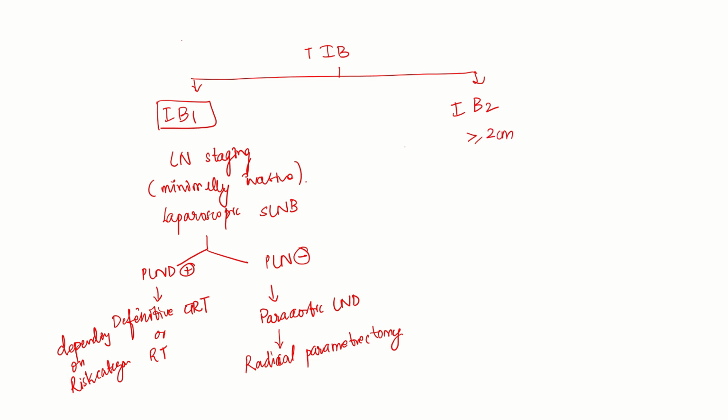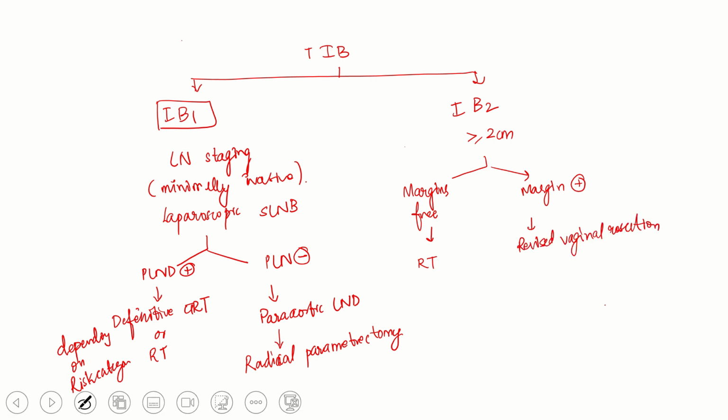Coming to stage 1B2, where the tumor size is more than or equal to 2 centimeters. If there is no residual disease on imaging and the margins are free, then these patients should receive radiotherapy. And if the margin is positive, then if you can revise the vaginal resection margin, you can go ahead with revision of the vaginal resection margin, considering the SLNB is negative. Or you can consider these patients for definitive CT-RT.